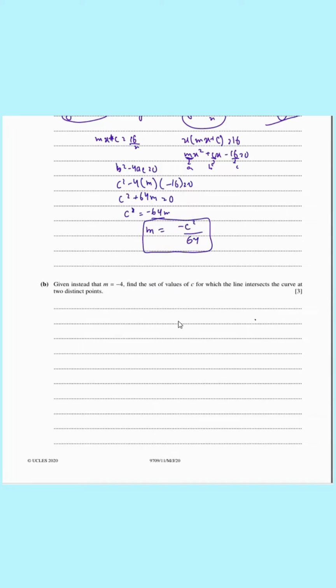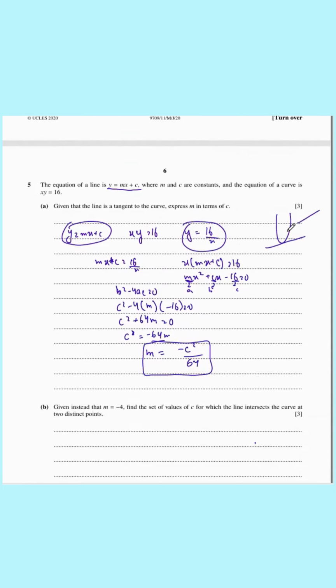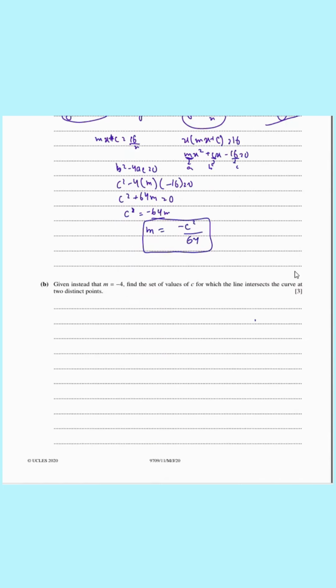Okay, so for part A, the line was tangent to the curve. Now the line is intersecting the curve at two distinct points. For two distinct points, b squared minus 4ac has to be greater than 0. From our previous part, m equals negative c squared upon 64. We have been given m as negative 4, so negative 4 equals negative c squared upon 64. This negative will cancel out. 64 times 4 is 256. So 256 equals c squared, and if I take the root of 256, I will get plus or minus 16.